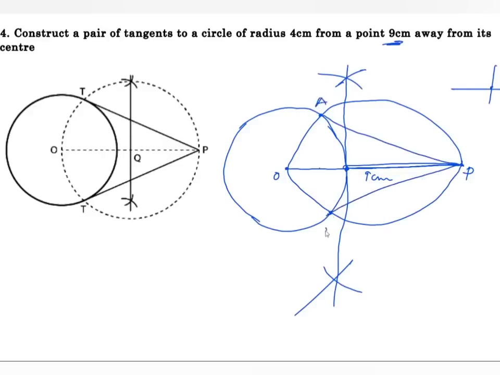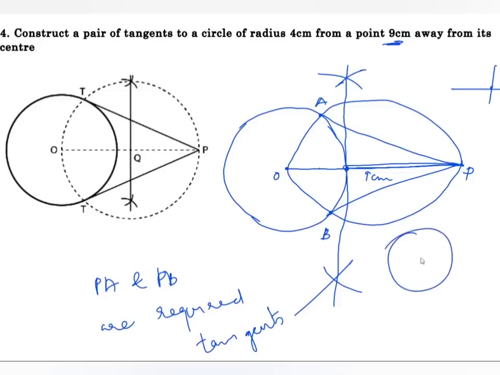Name it as A and B. Now PA and PB are the required tangents. Students, very important 3-mark construction.